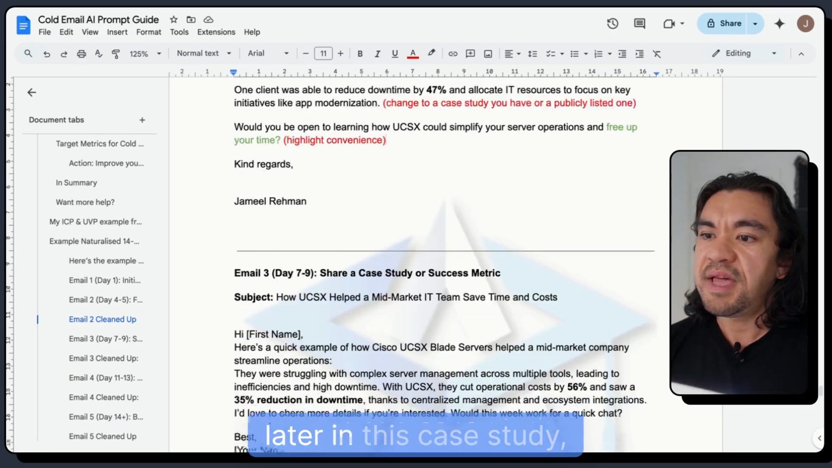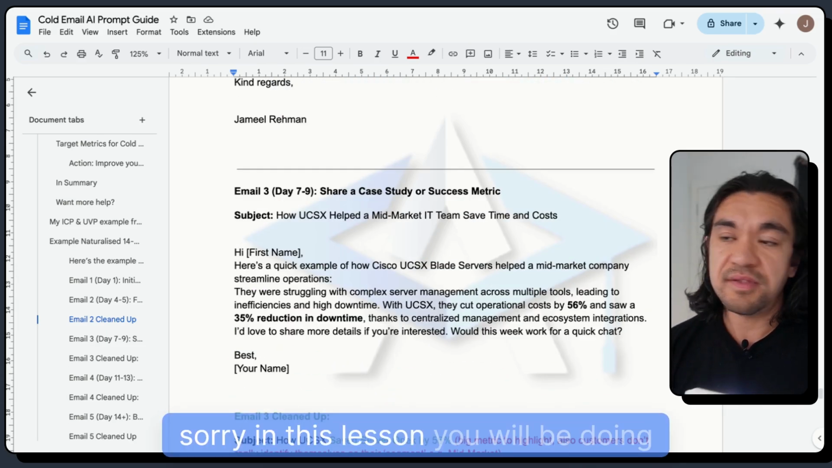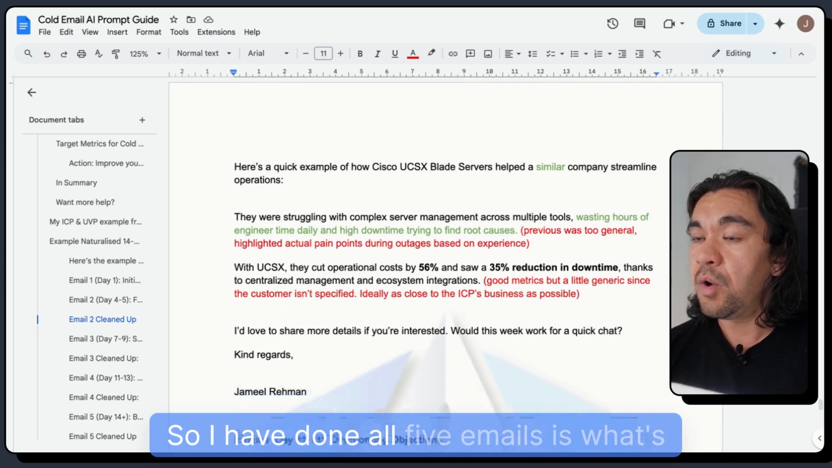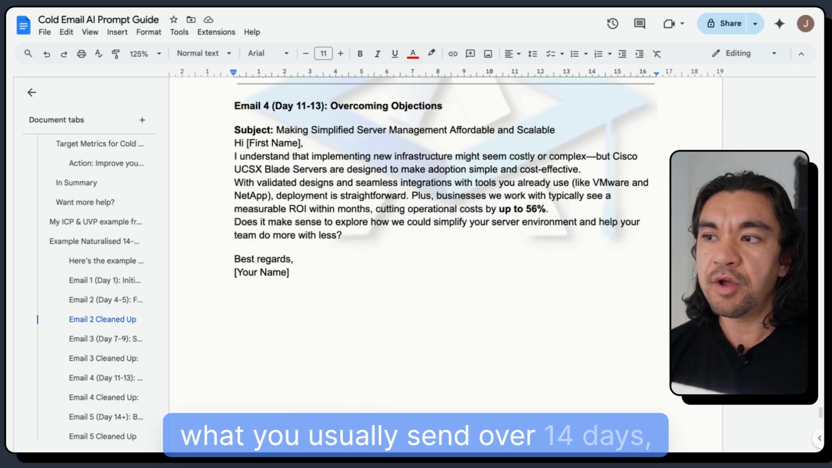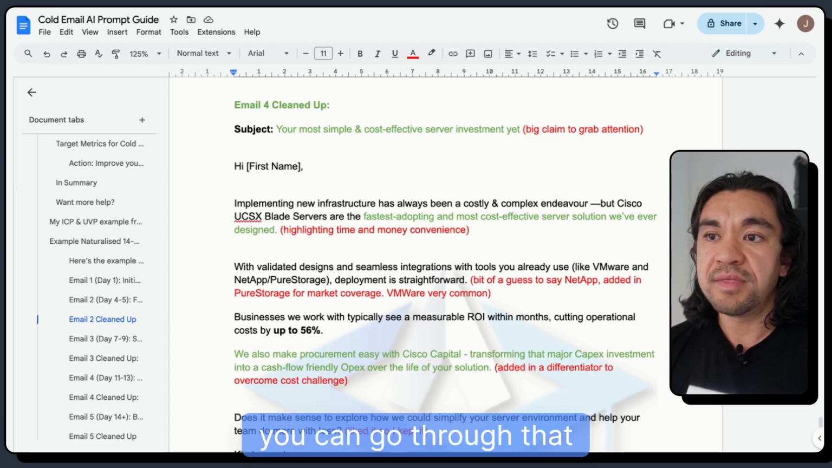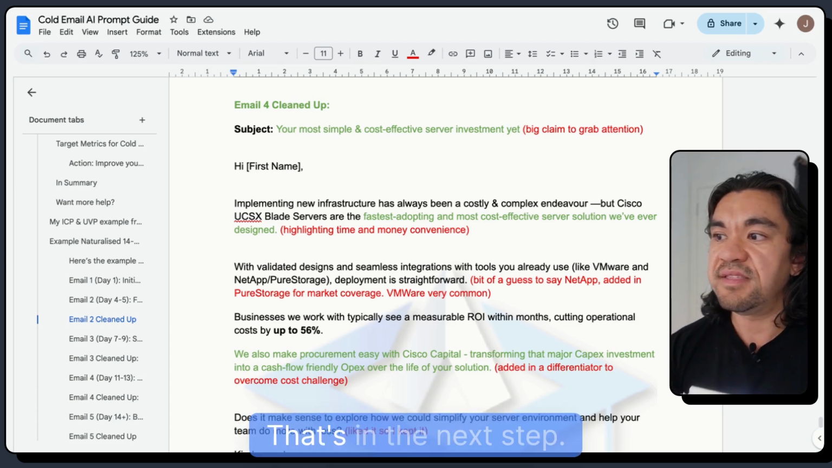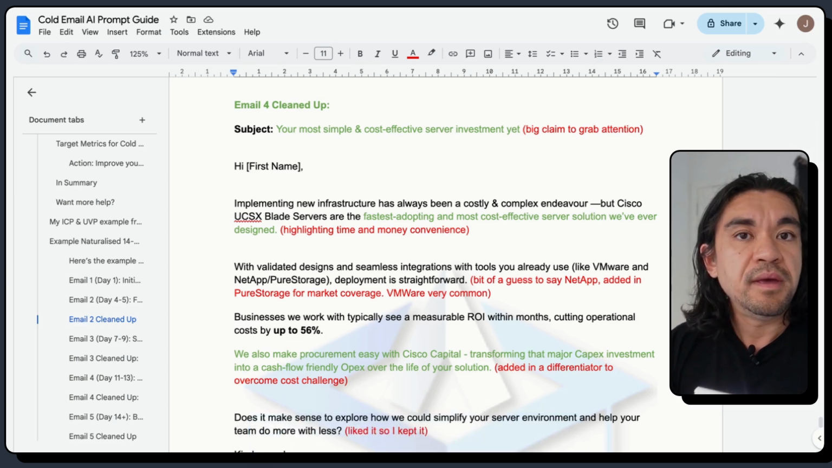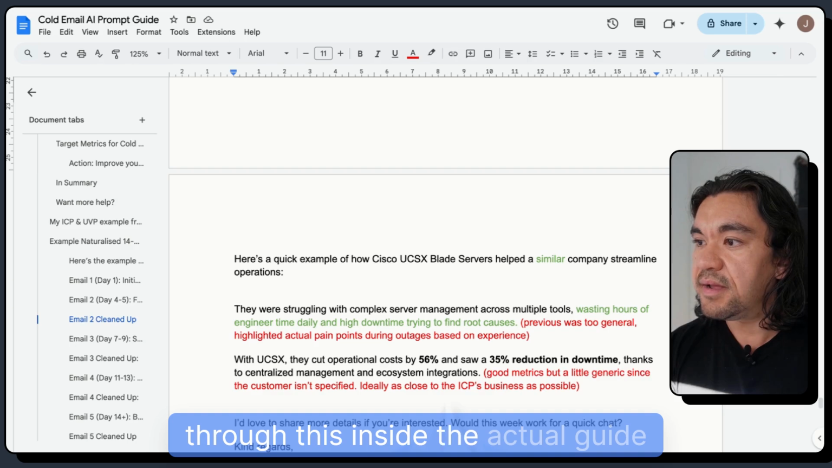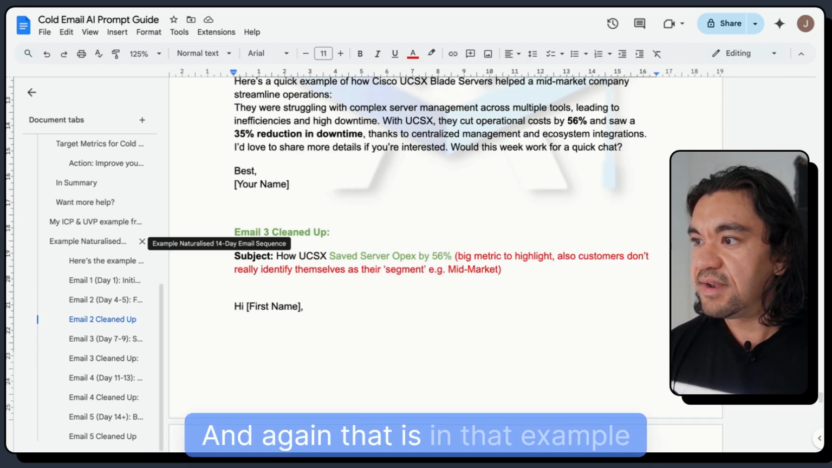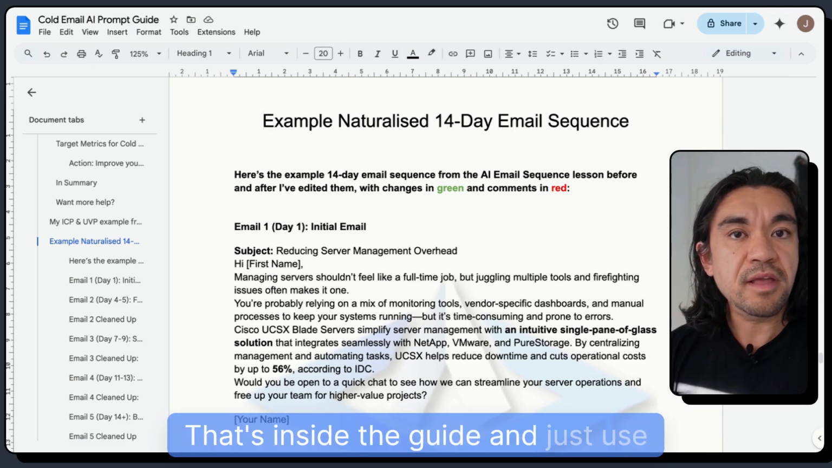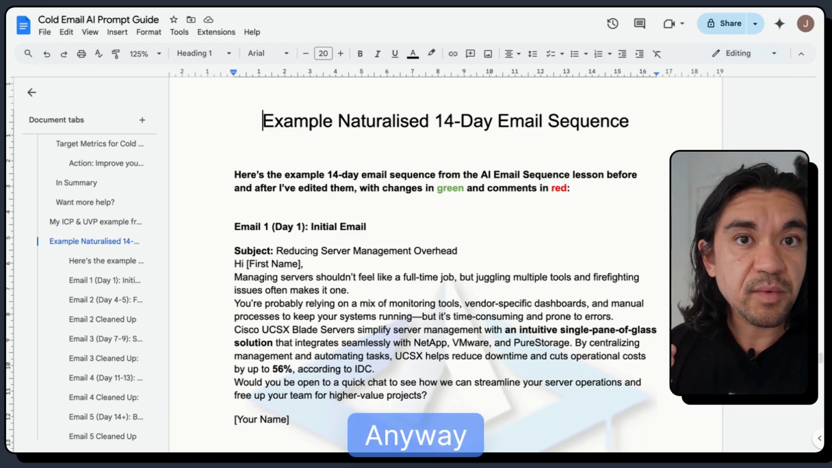So later in this case study, in this lesson, you will be doing this entire stack end to end. I have done all 5 emails, which is what you usually send over 14 days, with a couple of days break. You can go through that in more detail in the next step. I'm not going to bother going through the cleaning up, because you can just go through this inside the actual guide itself. That is the example naturalized 14-day email sequence inside the guide, so just use that. And I'll refer back to it in this lesson anyway.